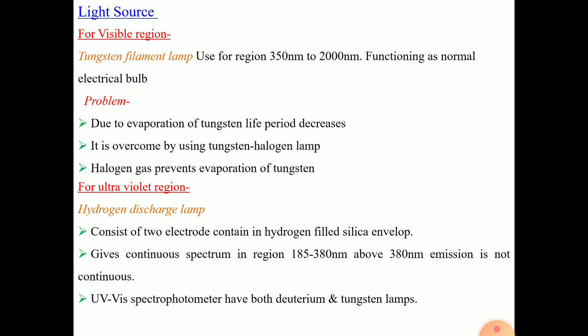Next, the light sources for the UV region are the hydrogen discharge lamp and the deuterium discharge lamp. Most commonly we use the hydrogen discharge lamp. As the name suggests, it consists of two electrodes.